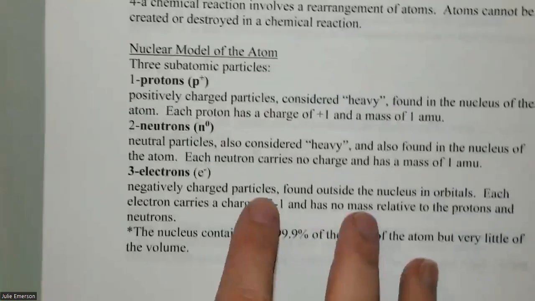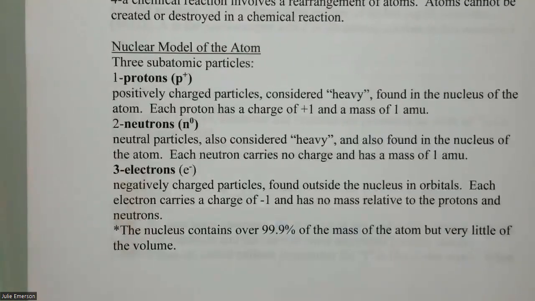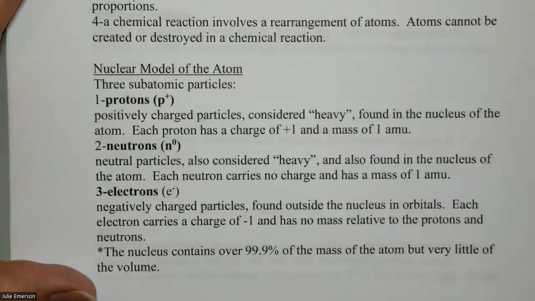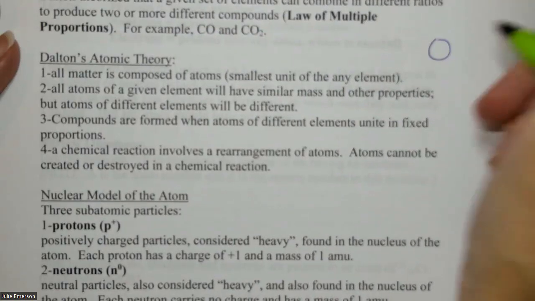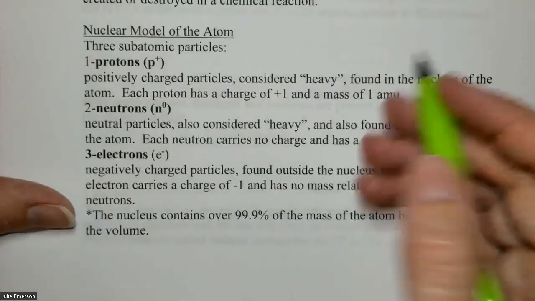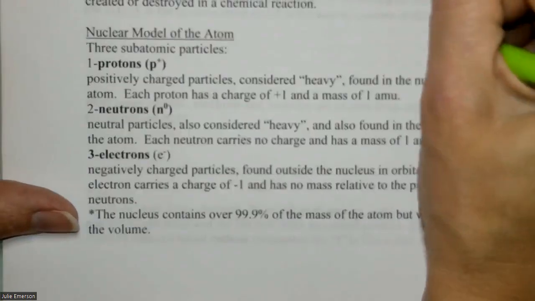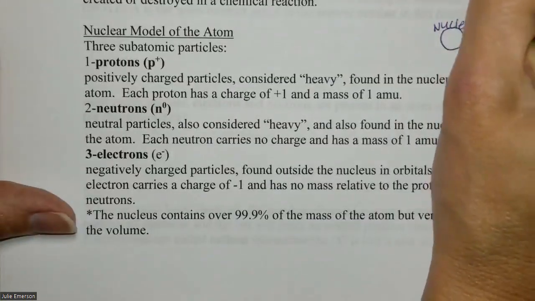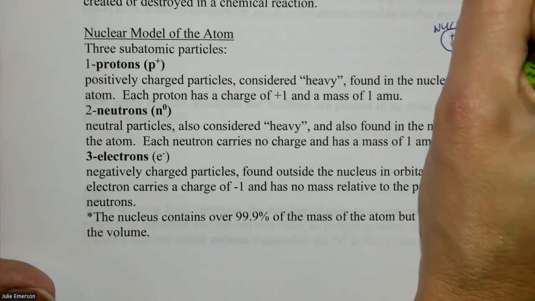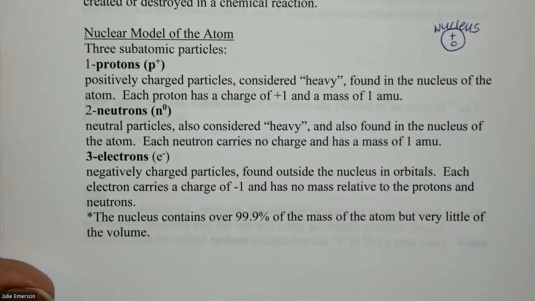Okay, so going back to the nuclear model, when you have your atomic structure, right, the center of that, there we go. I put that in the wrong place. Let's go back over here. All right, so the nuclear model is your center of your atom is the nucleus. In that nucleus, we have our positives and our neutrals. So our protons and our neutrons are in the nucleus.